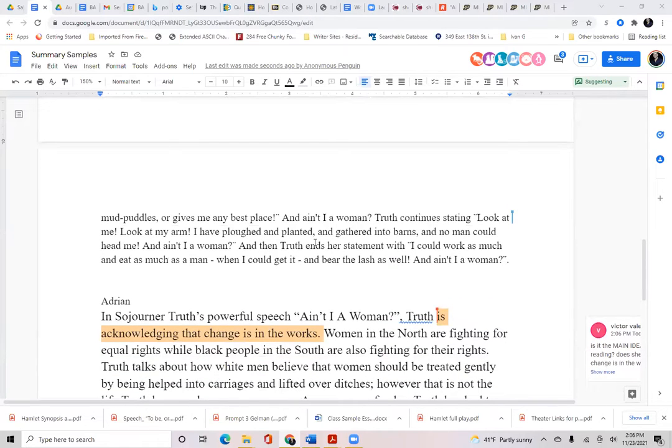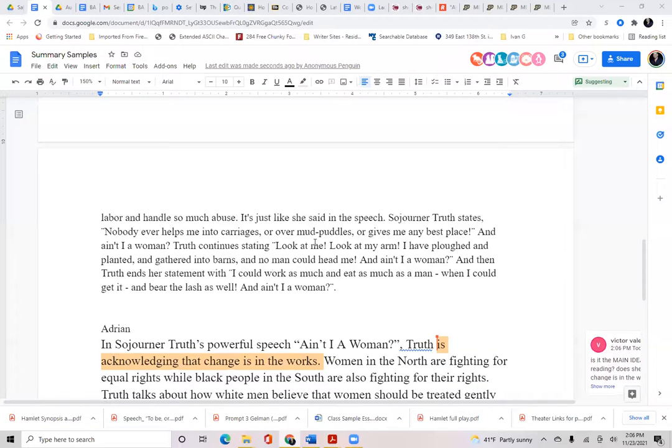And Truth continues, look at me, look at my arm. I have plowed and planted and gathered. And then Truth ends her statement, I could work as much and eat as much as a man, when I could get it, and bear the lash as well. And ain't I a woman, right?